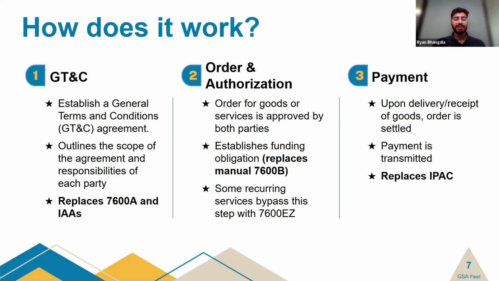And so this GT&C will replace the 7600A or any other form of interagency agreement that you may have been used to using.